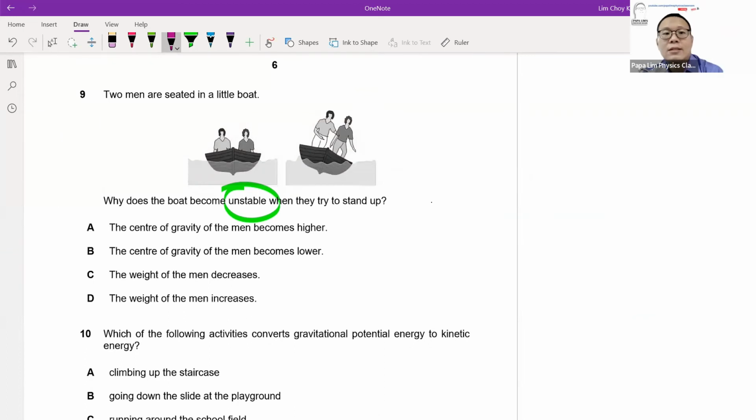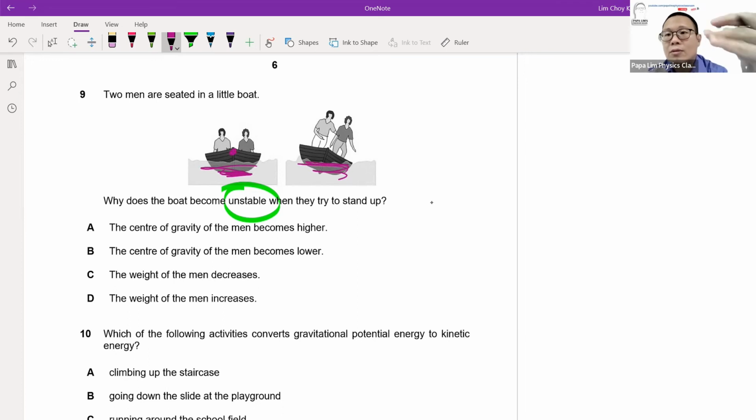Since the boat remains the same, the base area of the object is the same. The boat still remains as the boat, nothing has changed. So what happens is when I stand up versus sit down: when I sit down, the CG is roughly at this corner here.